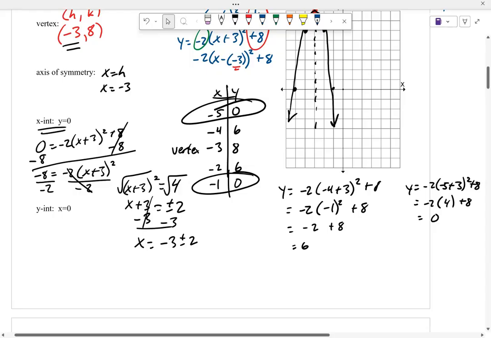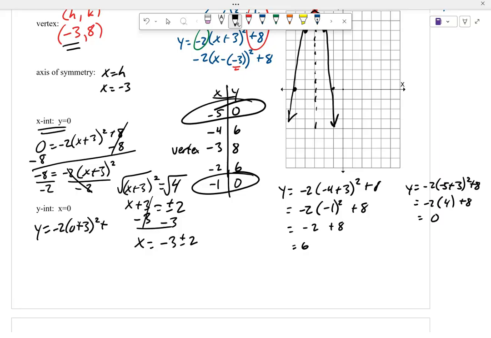But let's go ahead and let x be 0. So I let x be 0. 3 squared, 9. So I get -18 plus 8, so -10. So 0, -10 is about right here. So it's going to eventually hit right down here. It's going to extend down and finally cross at -10 down there. So there's our y-intercept.